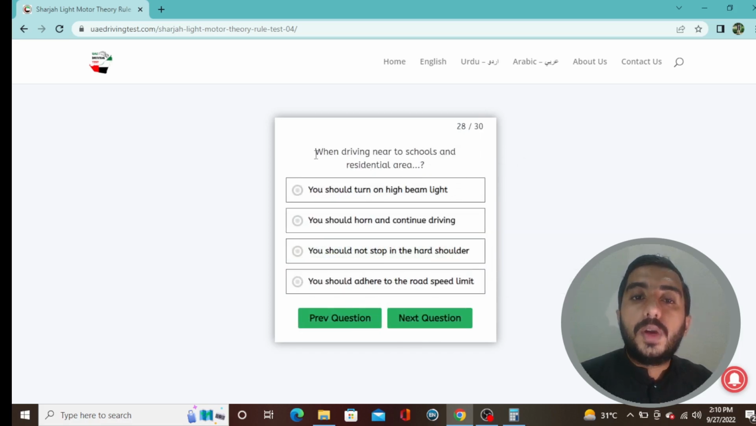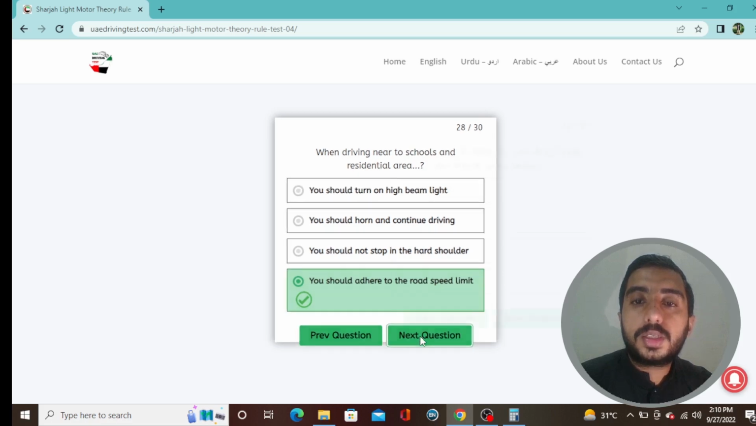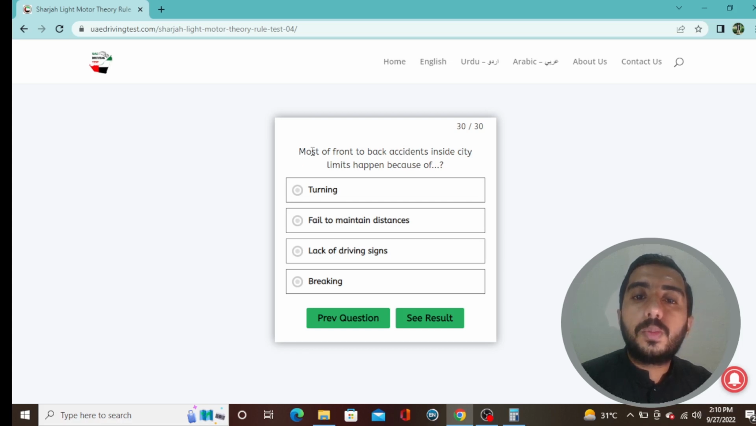And next question. When driving near schools and residential areas, you should adhere to the road speed limit. Definitely option D is the correct answer. Next question, and our second last question is, for the best fuel economy you should keep your engine speed below, it will be below almost 3000 rpm. Option C is the correct answer. Next question, and our last question is, most front-to-back accidents inside city limits happen because of failure to maintain distance. Option B is the correct one.